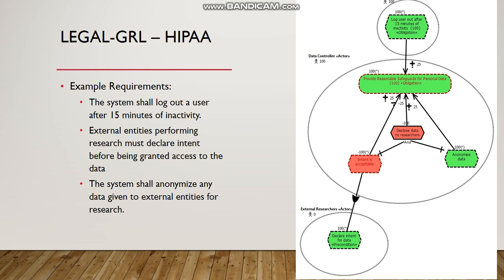In this example, the intent of the research team is decided to be unacceptable. Thus, a disclosure does not take place and the high-level goal of providing reasonable safeguards is strongly satisfied. If the intent had been judged acceptable and the data was disclosed, the goal would be weakly satisfied as a majority of contributions are positive.